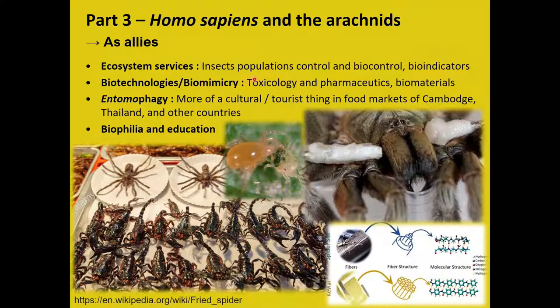We can also, as some of you may know, use spiders to learn new technologies, especially in pharmaceutics and toxicology, using the venom. This is venom extraction via electrical currents. The spider is electrified a tiny bit, not enough to kill it, and the venom is extracted. And also biomaterials, because spider silk is extremely strong, and we can use it to make armored vests and extremely strong biomaterials, for example. Or even clothes.